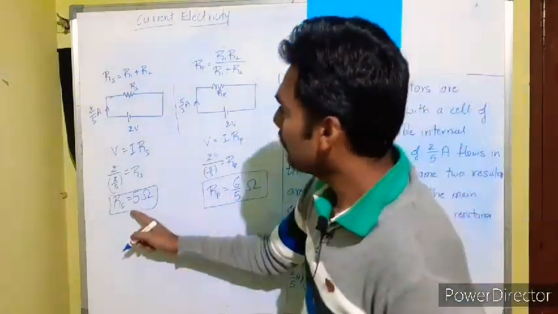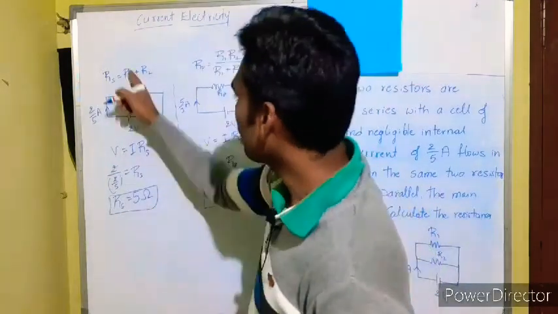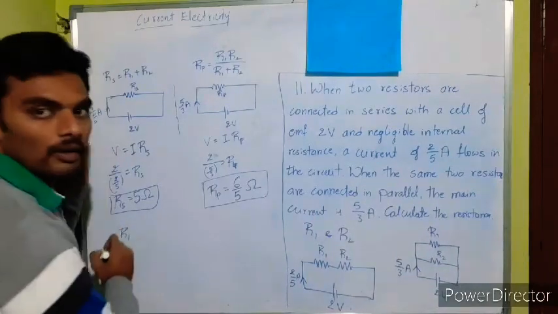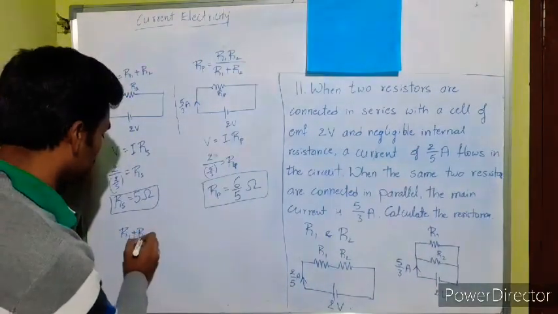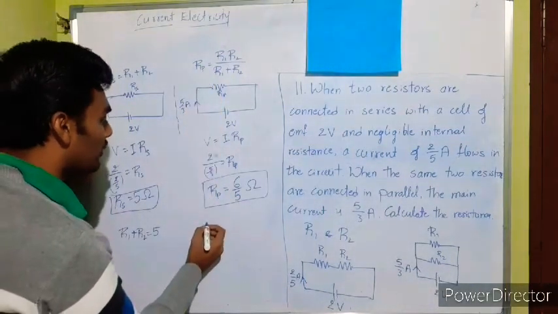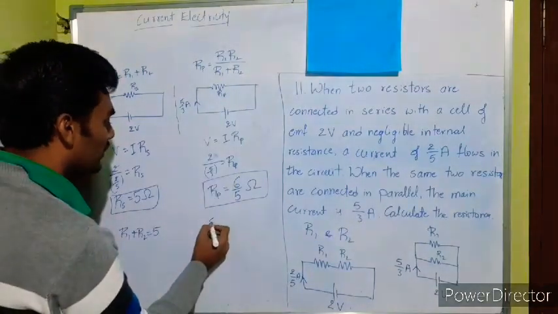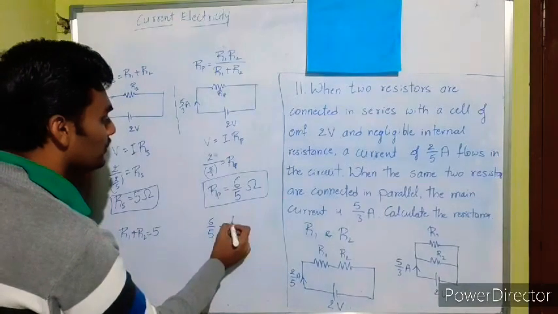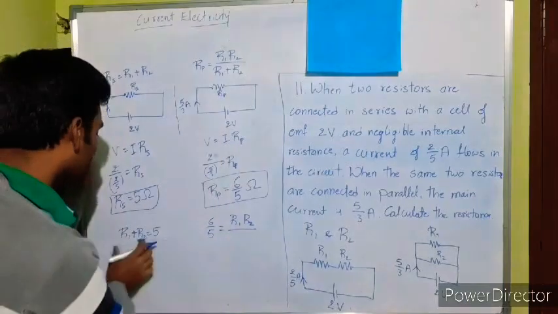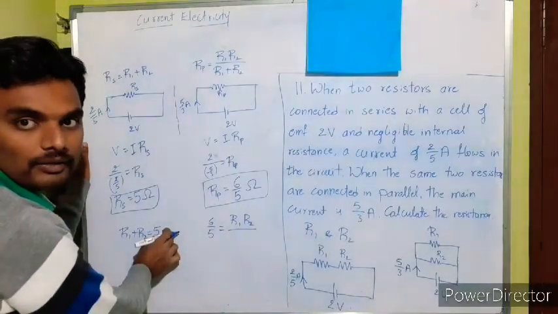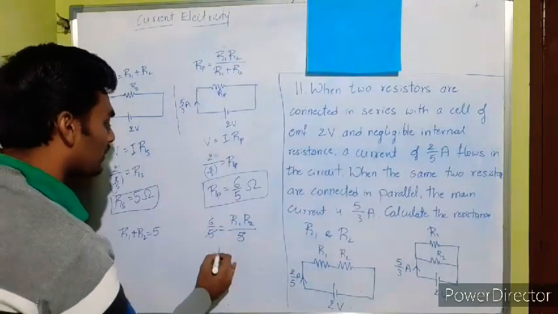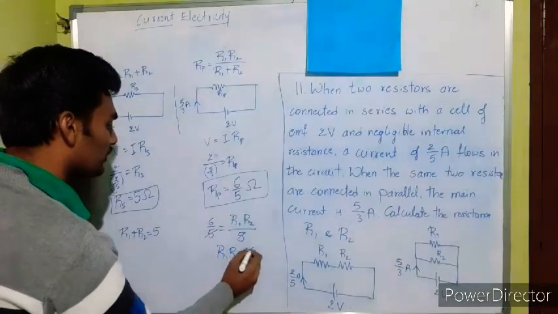Right. So let me put RS here. If I put the value of RS here, I get R1 plus R2 is equal to 5. And if I put the value of RP into this equation, I get 6 by 5 is equal to R1 R2 by R1 plus R2. But what is R1 plus R2? R1 plus R2 is 5, right? From this, so I can write 5 here. So 5 and 5 cancel, and hence I will be left with R1 R2 is equal to 6.